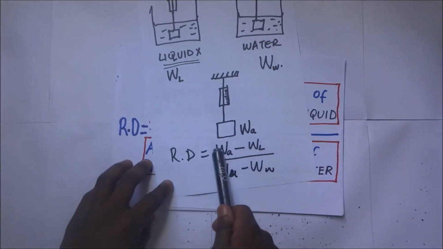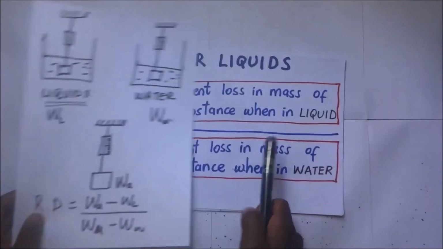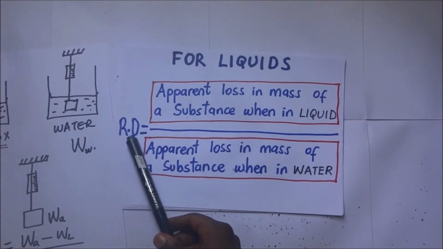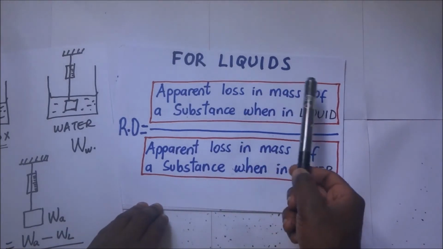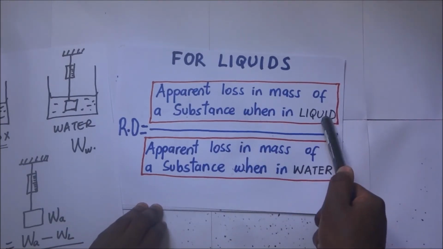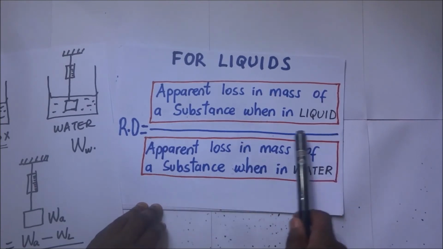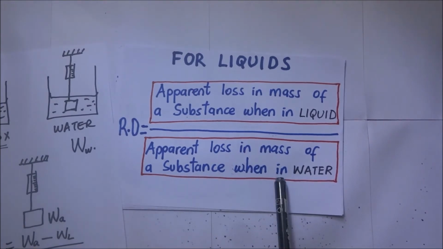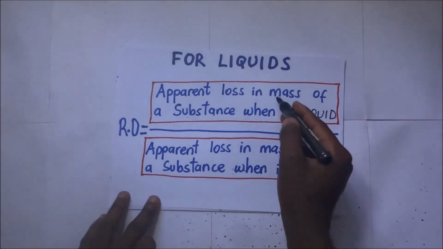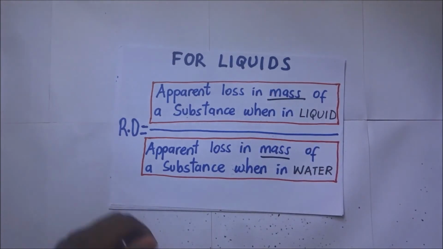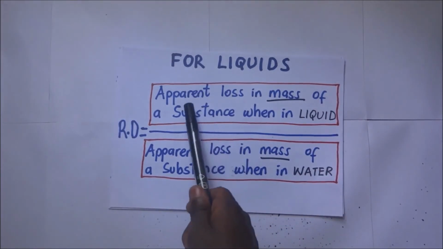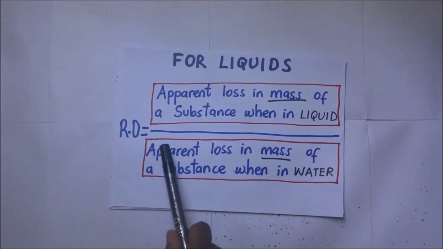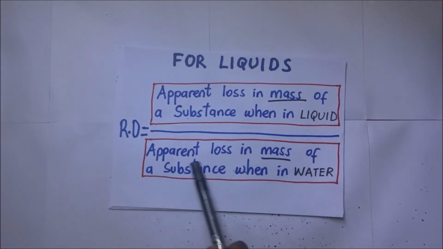So this expression is exactly what is explained here, that for liquids the relative density can be found out by finding the apparent loss in mass of a substance when in the liquid. The liquid can be anything. Divide that by the apparent loss in mass of a substance when it is in water. Like we said, mass and weight are directly proportional. So what does that mean? It means that it can still be apparent loss in weight of a substance when in liquid, divided by the apparent loss in weight of a substance when in water.